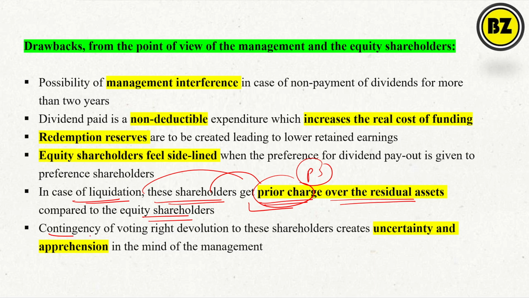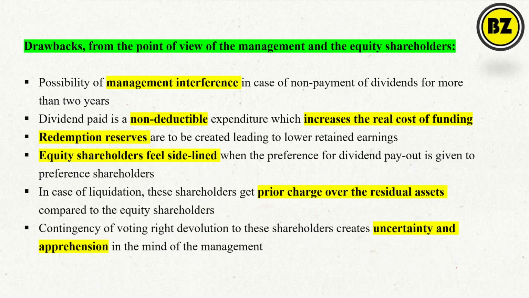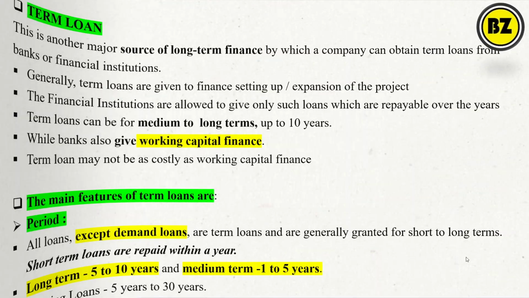Now, the contingency of voting rights devolving to these shareholders creates uncertainty and apprehension in the mind of the management. See, if you are not paying any dividend, the shareholders can vote. So it is uncertainty and apprehension in the mind of the management. They fear that they will vote against anything, then how can we run the business? Management doesn't like interference, right? So this is all about the drawbacks.